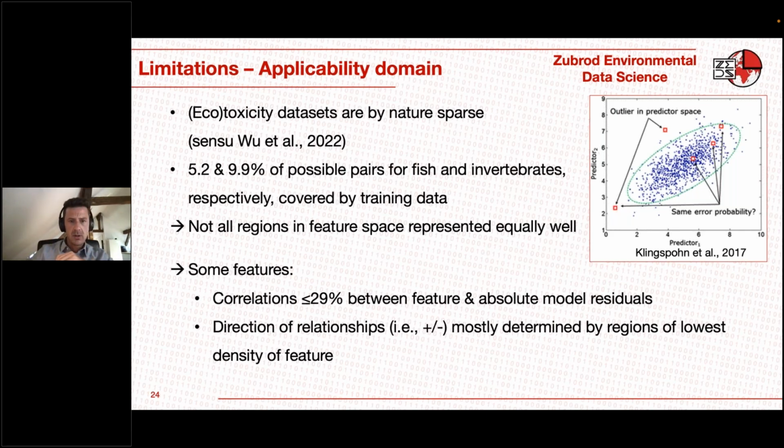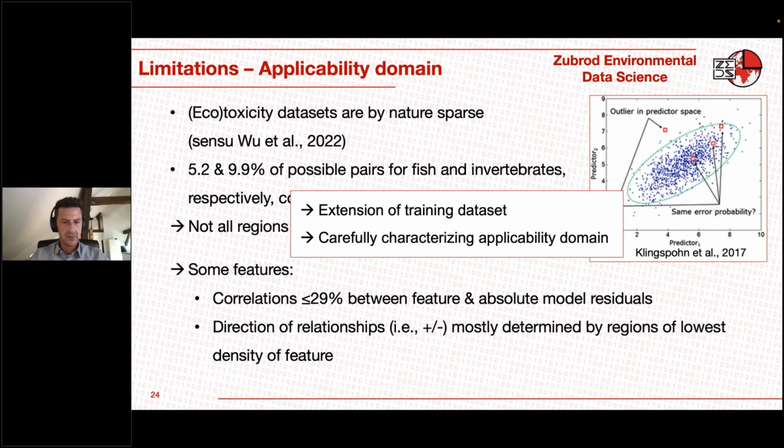What can we do about that problem? We need to further extend our training data set. We already work on that and have some ideas, and we're able to increase sample size more than tenfold. And so this looks very promising. And finally, when we are happy, or could not further improve the coverage of regions in our feature space, then we need to carefully characterize that applicability domain to make sure that our models are not used for predictions for feature combinations where they are not well trained.